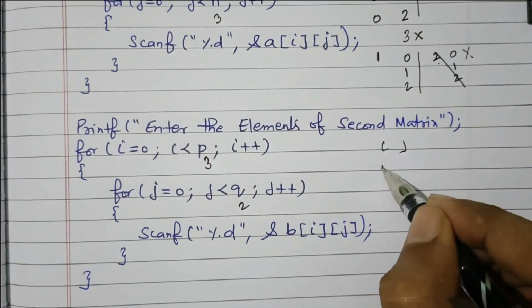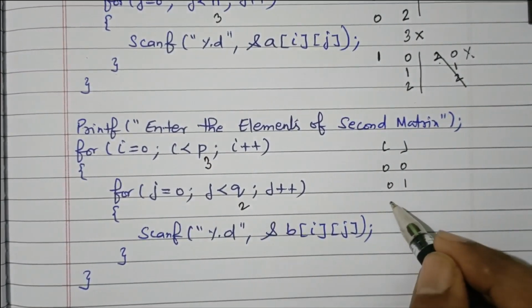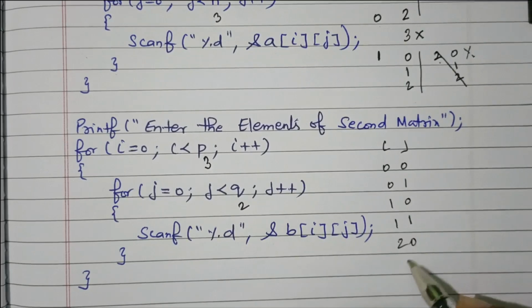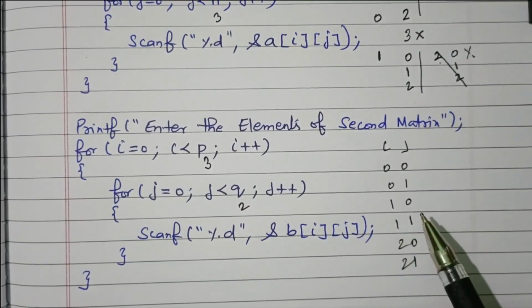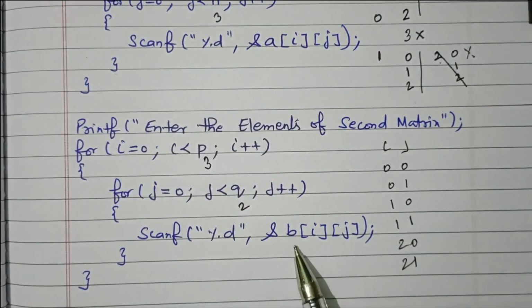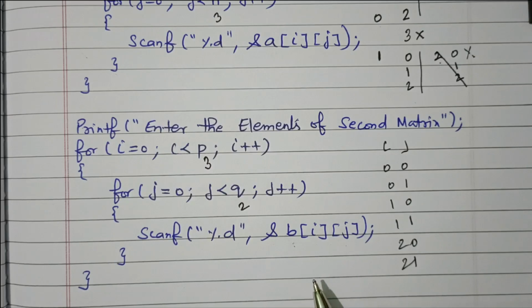i, j. First 0 0, 0 1. j equal to 2 means terminated. Then 1 0, 1 1. Then 2 0, 2 1, right? So we are having these 3 rows and 2 columns, so the corresponding values are stored in B of ij. Now we got the array elements from the user for the first matrix as well as the second matrix. Now we'll go to the multiplication process.